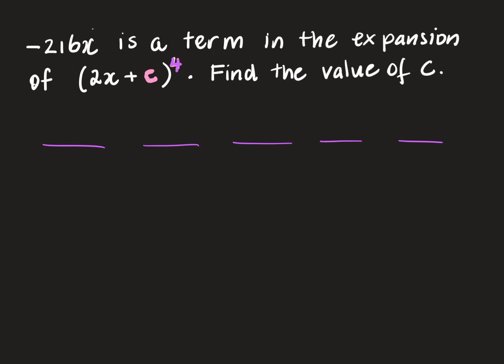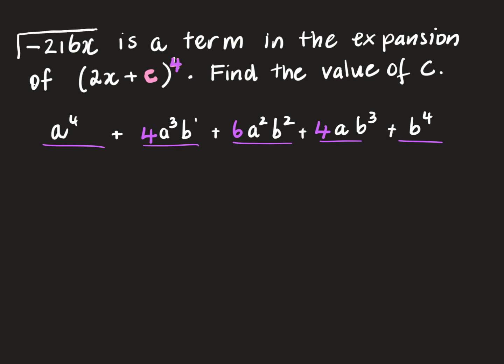And we're power of 4, so what will our coefficients be? Back to Pascal's triangle for that: 1, 4, 6, 4, 1. Okay, now what I'm thinking here is, this is going to be the first term to the power of 4, power of 3, power of 2, power of 1, and this one here is going to be the second term to the power of 4, power of 3, power of 2, and power of 1. Okay? Now what we're looking for is which of these terms could possibly be negative 216x.